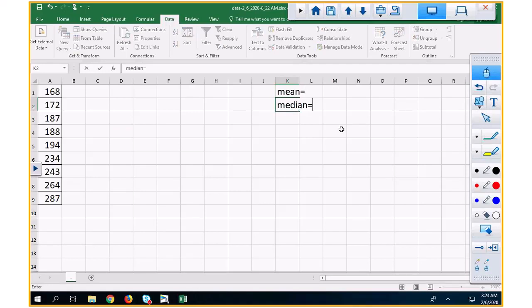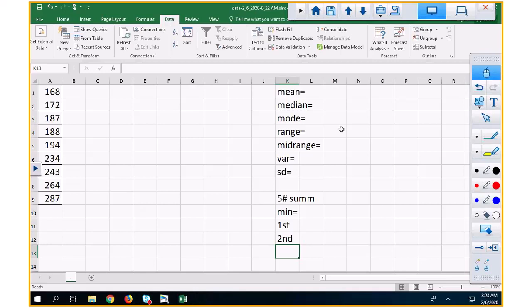Mean, median, mode, range, mid-range, variance, standard deviation. I'm going to go ahead and do the five-number summary, too, because you got a good many numbers here. Five-number summary. And that's the min, first, second, third, and the max. Now, while y'all are working, I'm going to be doing mine, and you can be checking your work as I do mine, okay?